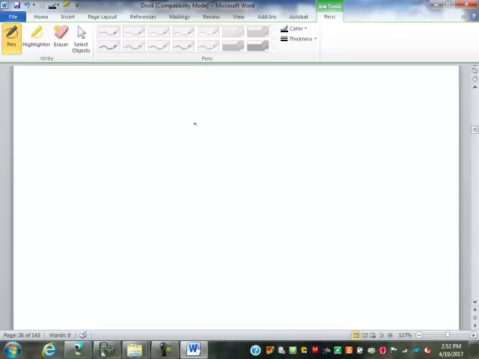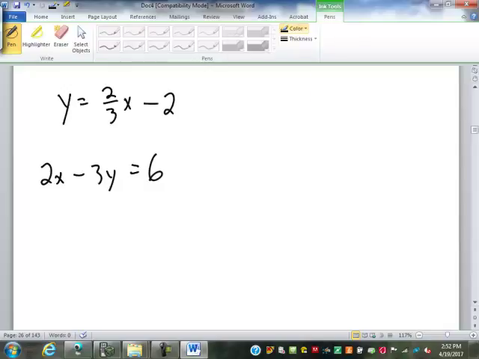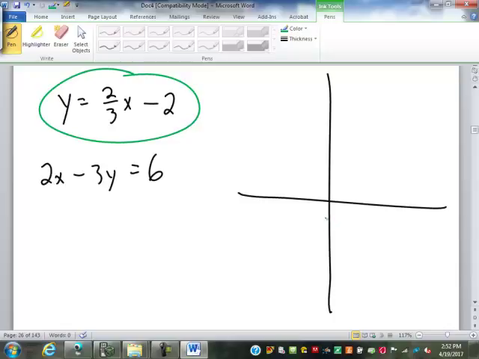Yeah. So now let's do another example here. Let's do y equals 2/3 x minus 2 and 2x minus 3y equals 6. So we go to graph these. We'll start out with the y equals 2/3 x minus 2. Where do we start? -2, good. And from there, what do we do? Up 2 over 3, good.